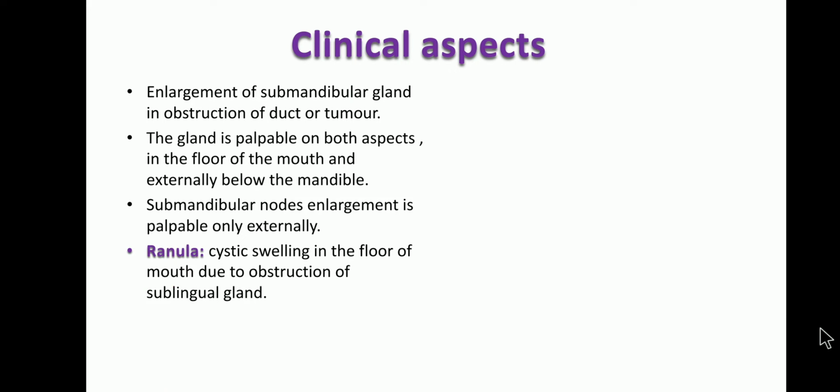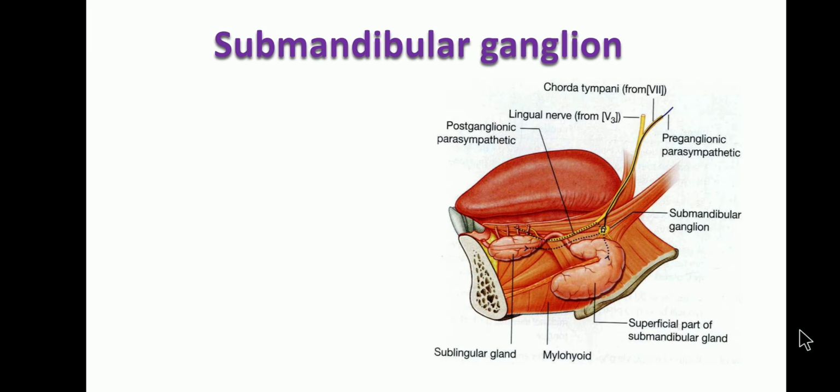Cystic swelling of the sublingual gland is called ranula. It is again due to obstruction of the sublingual gland. To see whether there is an obstruction in the duct system, we mainly go for a diagnostic procedure called sialography. A contrast is introduced and then you visualize with the radiograph. This is the method to visualize the ducts of the salivary glands.